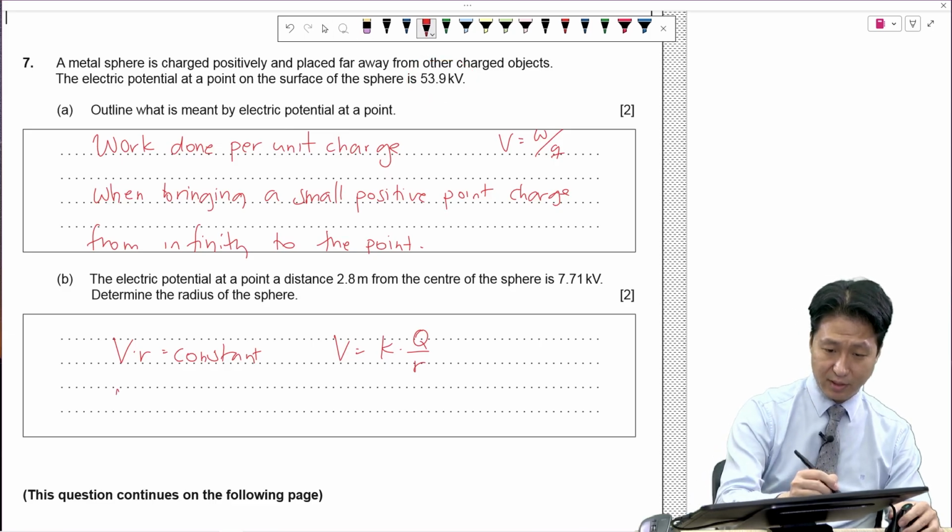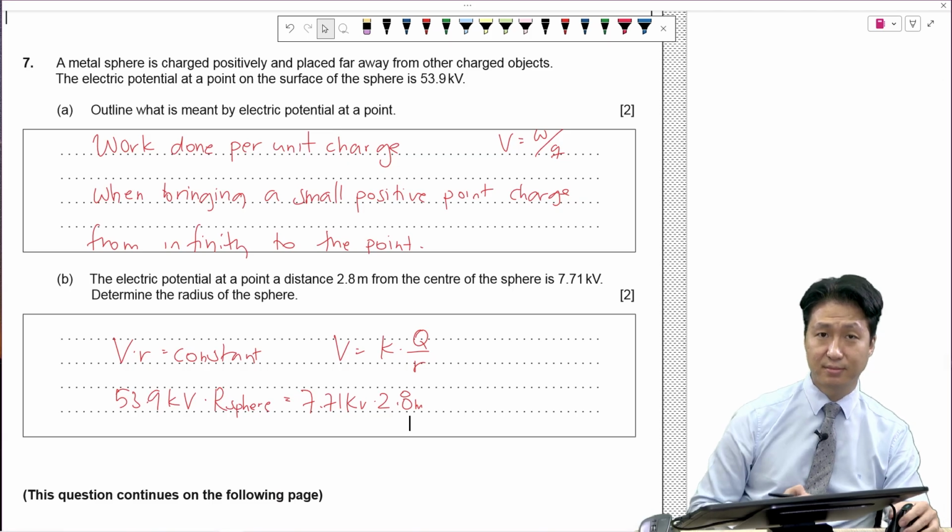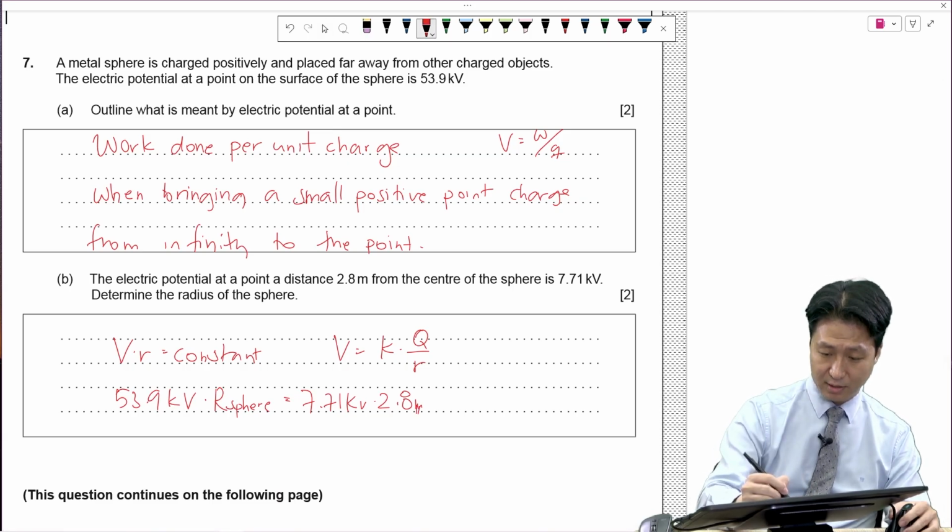So 53.9 kilovolts times whatever the radius of the sphere is should equal the 7.71 kilovolts times the distance of 2.8 meters. This means the radius of the sphere should be approximately 0.40 meters.